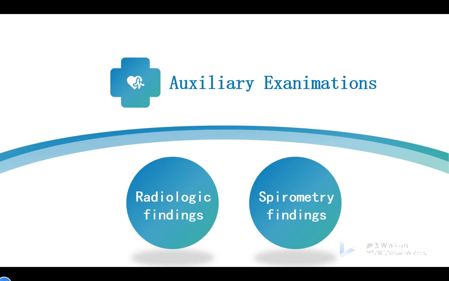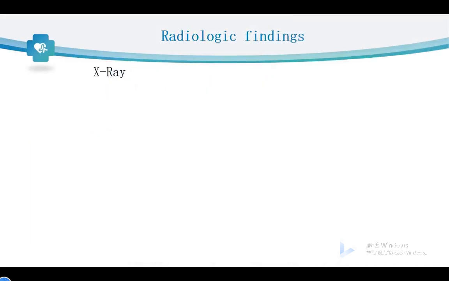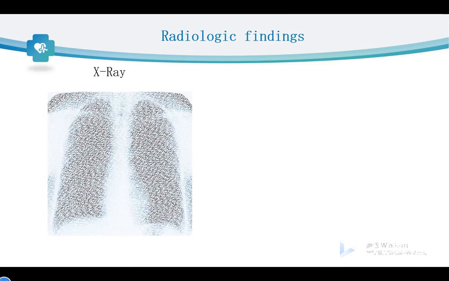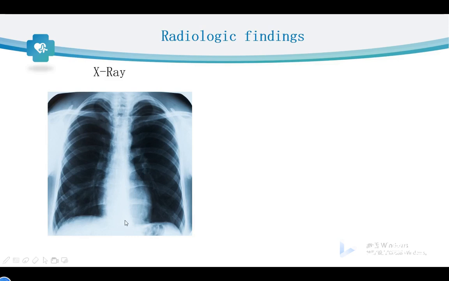Now let's move to the auxiliary examinations. The most important parts are the radiologic findings and the spirometry findings, and others include the laboratory findings. Firstly, let's look at the radiologic findings. This picture shows the X-ray image of an asthma patient.